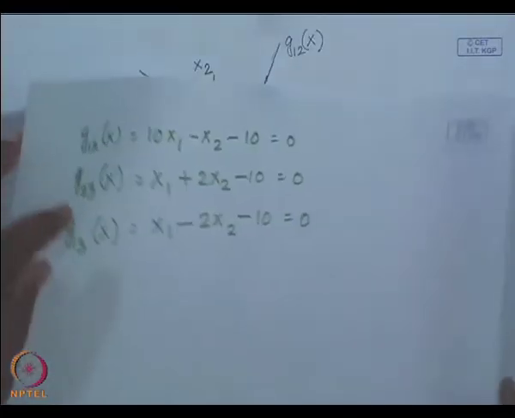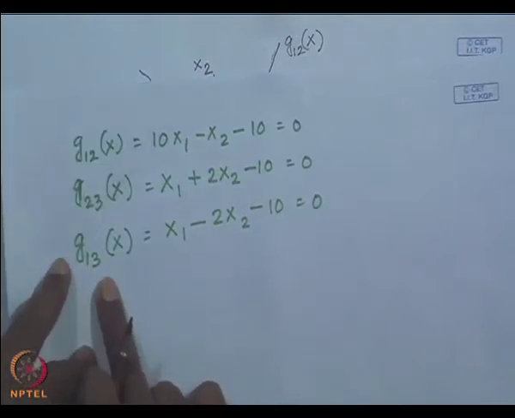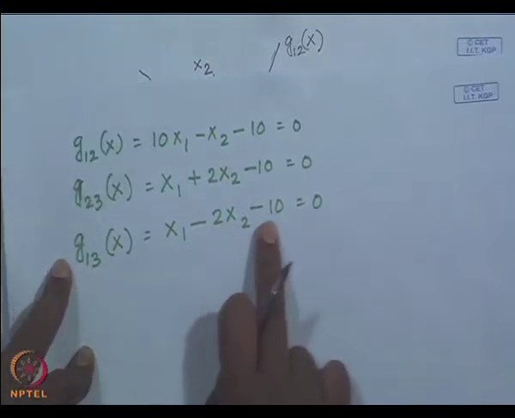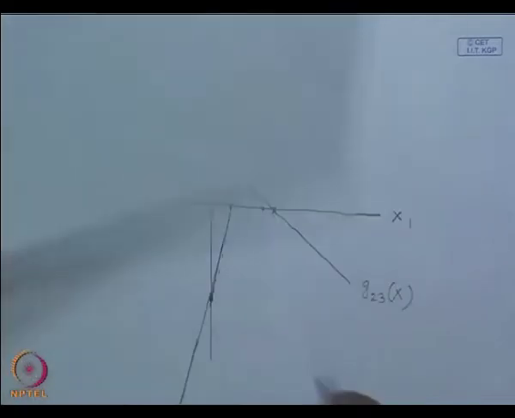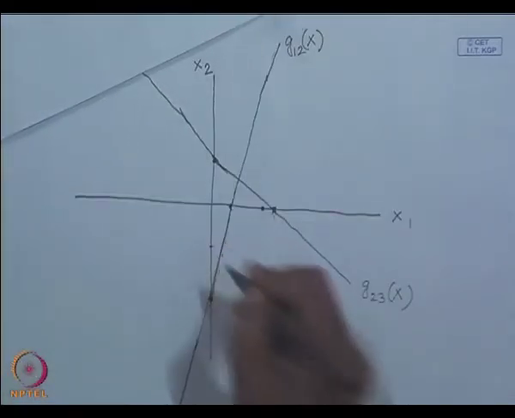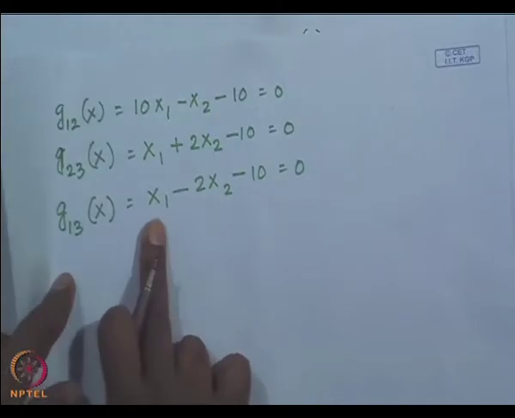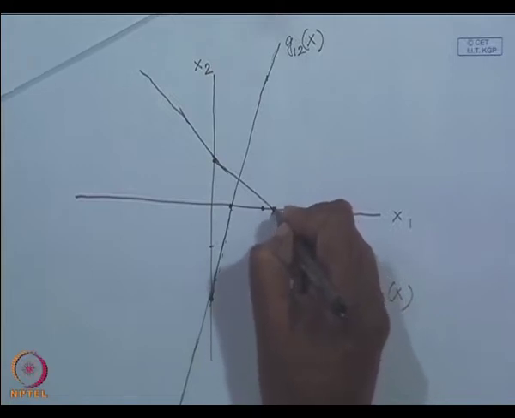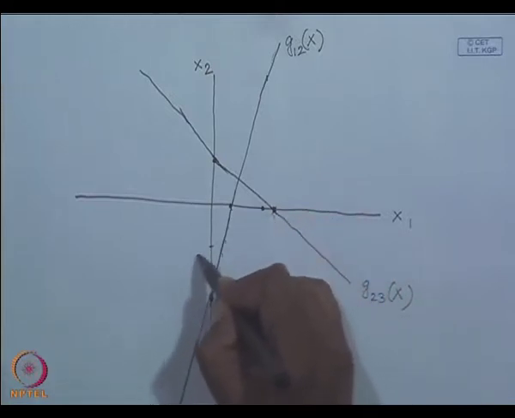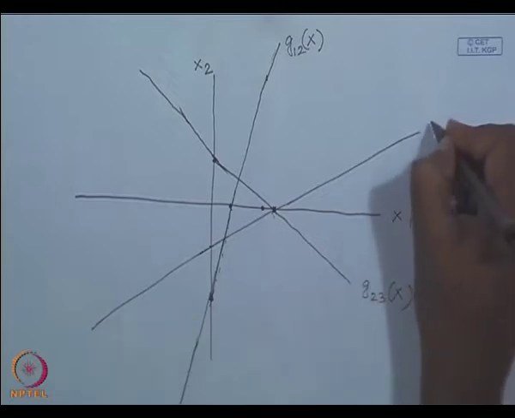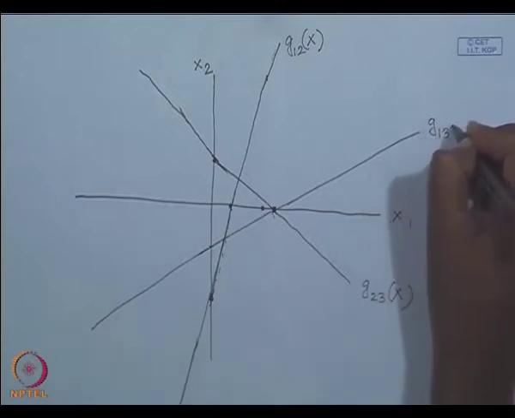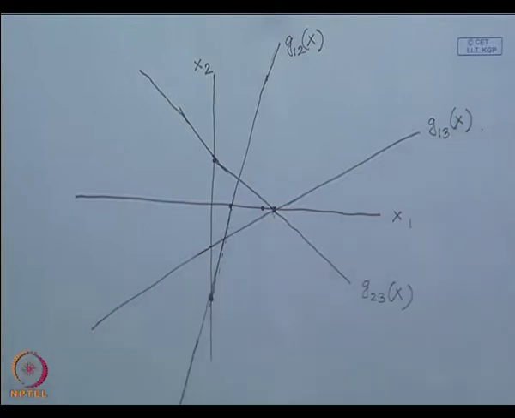And coming to the third one, which is G13x, which is nothing but x1 minus 2 x2 minus 10 is equal to 0. Here you find that if I put x1 equal to 0, x2 will be equal to minus 5. So, that will be a point somewhere over here. And if I put x2 equal to 0, x1 will be equal to 10. So, that is this point itself. So, I get a straight line which is this, and this straight line represents G13x.